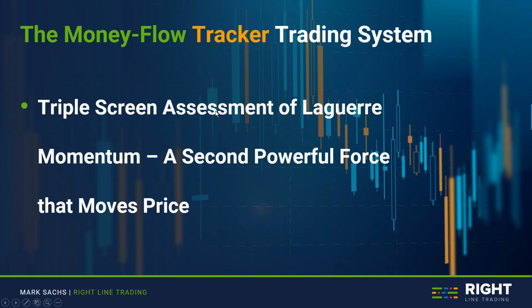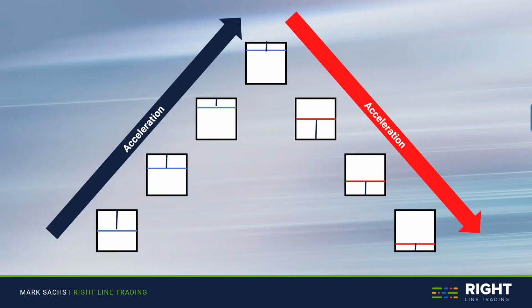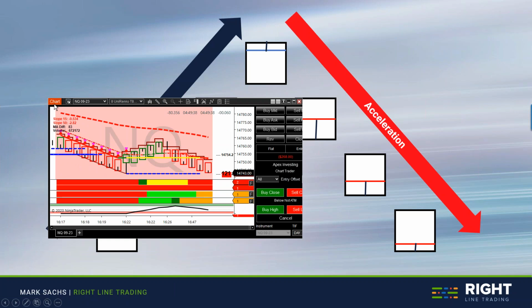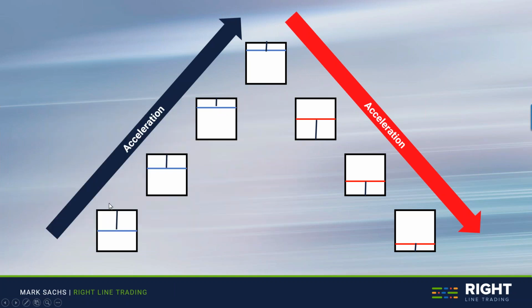The next thing, the second most powerful force that moves price, is the triple screen assessment of the Laguerre, which gives us momentum. So if you have momentum and order flow, then the market should move, right? So when we say order flow, in our candles, I'm going to pull over charts because it's just easier. The next slide is easier for me to show.